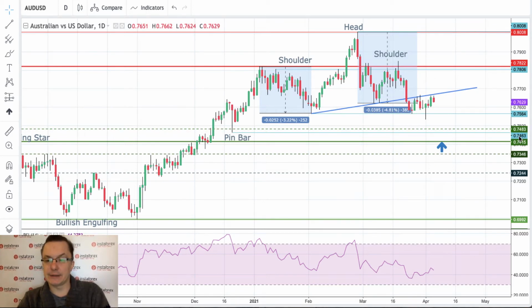Next target, 7,464, and the ultimate target at 7,410 pips. This is marked with my blue arrow. So please pay attention to the current development on the Australian dollar. We might resume the downtrend and fulfill the head and shoulders pattern soon.